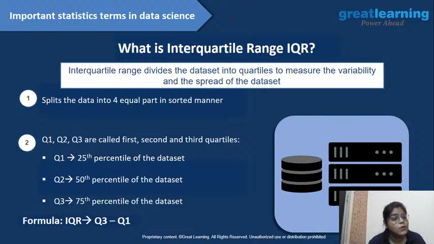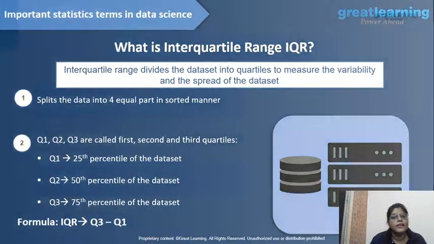Now if we talk about the interquartile range, it divides the data set into a total of four parts, right? Those parts are known as the quartiles, to measure the variability and the spread of the dataset. If you want to split the dataset into four equal parts in a sorted manner, they are known as the first quartile, second quartile and third quartile, right? The first quartile is the 25th percentile of the dataset, Q2 is the 50th percentile, and Q3 is the 75th percentile. And the formula for the interquartile range is the third quartile minus the first quartile, right?